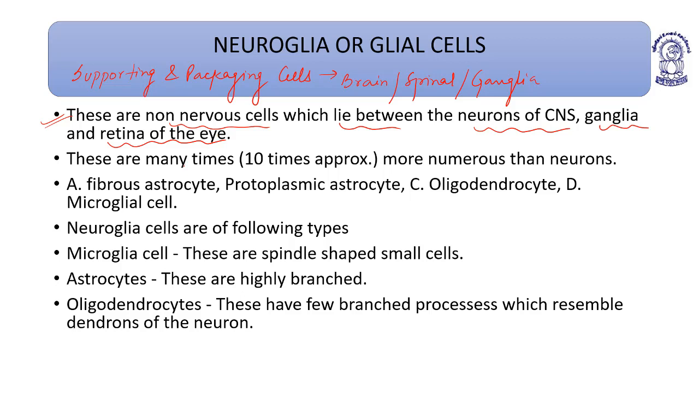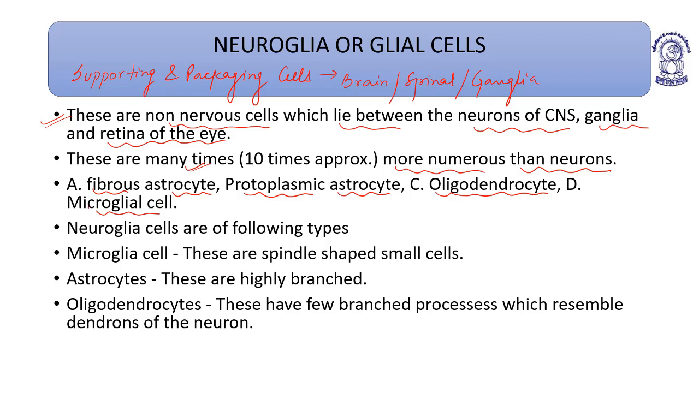These are approximately 10 times more numerous than the normal neurons. They include fibrous astrocyte, a star-shaped cell, protoplasmic astrocyte, oligodendrocyte, and microglial cells. So the neuroglial cells are of mainly three types: astrocytes, fibrous and protoplasmic, oligodendrocytes, and microglial cells.